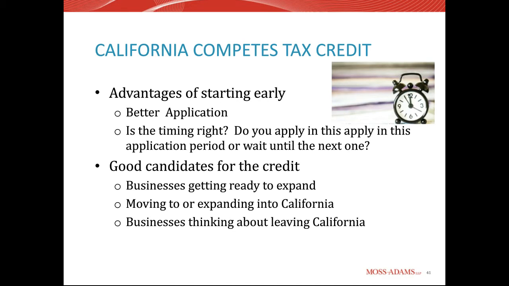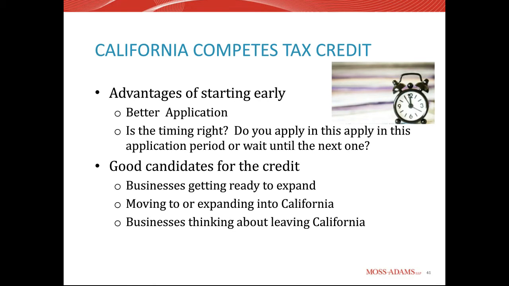Second of all, is the timing right? Credits start when the acceptance occurs, so it's important not to apply too early. However, you also want to be able to apply in a subsequent period if you're not chosen. So even if you apply and you don't make it past the first round, or you do not get any of the Cal Competes credits, you can reapply the next open period. We do provide free consultation to help you decide when the best time is to apply. So please reach out to a professional if you have any questions on that.